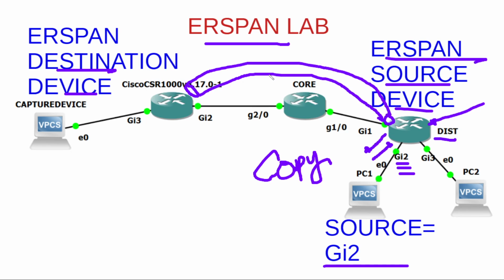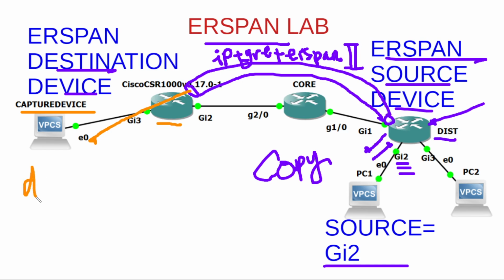We are going to encapsulate these frames within an IP packet. So we are going to add an IP header, a GRE header, and an ERSPAN header. We are going to leave it as default, so we are going to use type 2 headers. We are not going to use type 3. And then this destination device is going to de-encapsulate this traffic and deliver it to this capture device here. So at this destination device, the destination port is going to be gigabit 3.